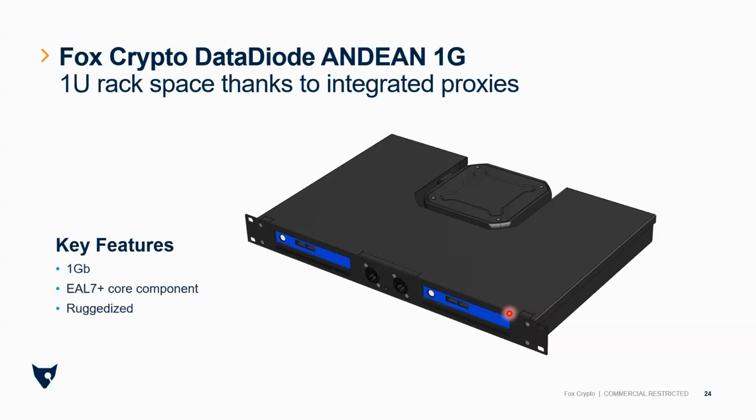customers, the rack space is an issue or the cost is an issue. So especially in industry where you need multiple diodes in most cases. So we introduced a 1U diode. We call it the Endian 1G because the speed of the diode is 1G maximum. But this is an integrated solution in a 1U shelf. So here in the middle, you see the Fox DataDiode. And then there are proxy servers on both sides. So this is all three solutions in one box, which is saving 2U rack space in the data center.